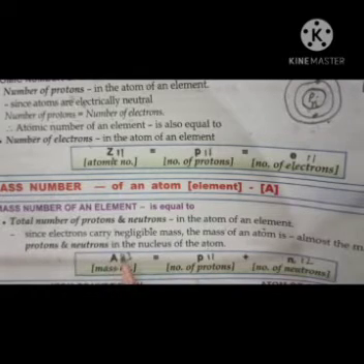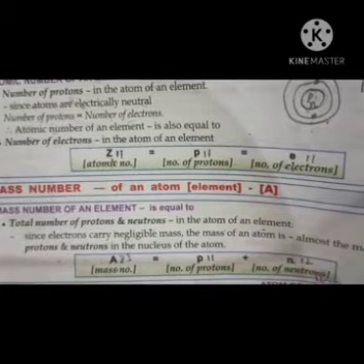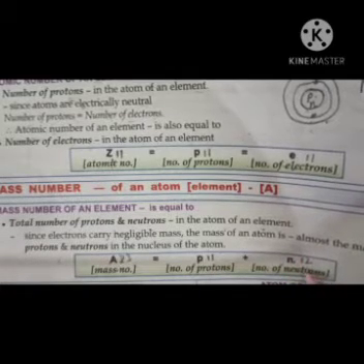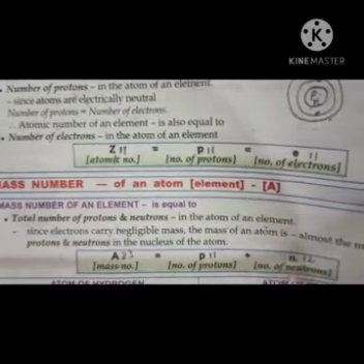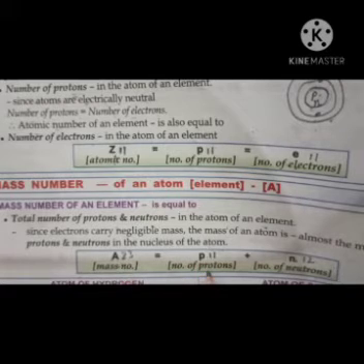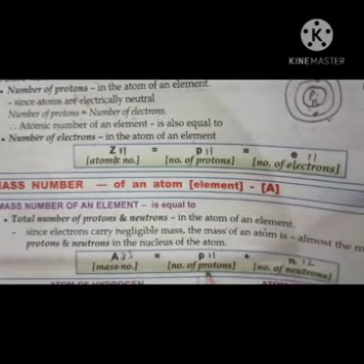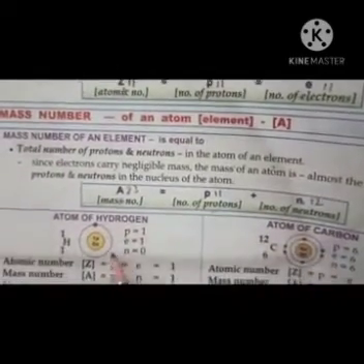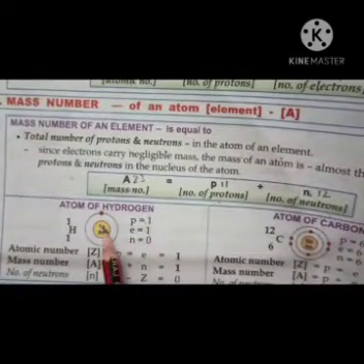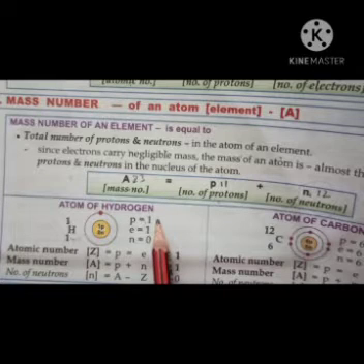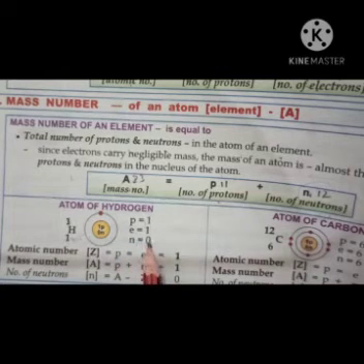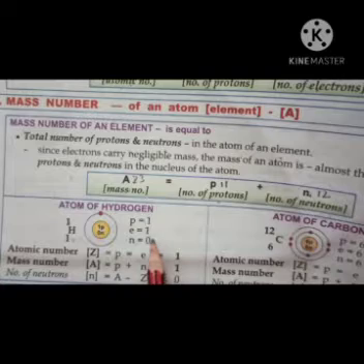Or suppose mass number is given and proton number is given, you can easily find out the number of neutrons. How will you find out the number of neutrons? Number of neutrons is equal to mass number minus number of protons. Understood? So look here, in an atom of hydrogen, the atomic number is 1 and the mass number is also 1. So how many protons are there? 1, because atomic number is 1. Electrons are also 1 because atomic number is 1. But how many neutrons are there?